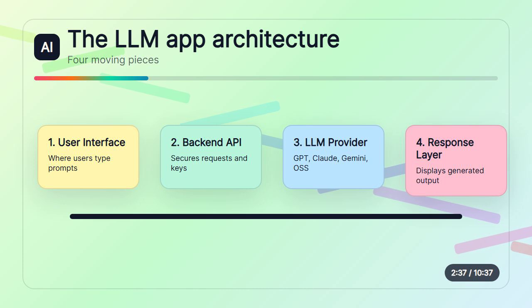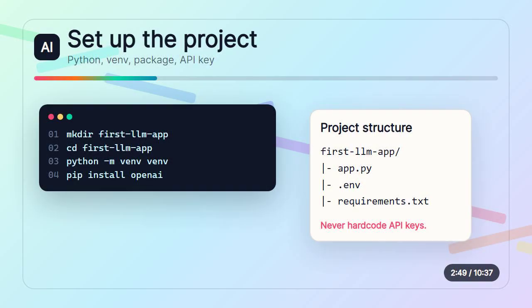We'll use Python because it's beginner-friendly and widely used in AI development. Start by creating a new folder called First LLM App. Then move into that folder. Create a virtual environment so your project dependencies stay isolated. Then install the OpenAI Python package. Your project can be very small at first: an app.py file, an environment file, and a requirements.txt file.